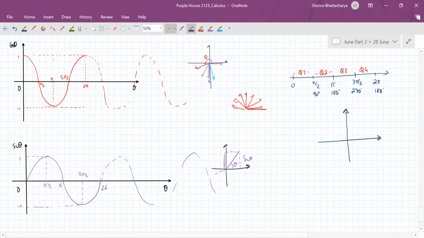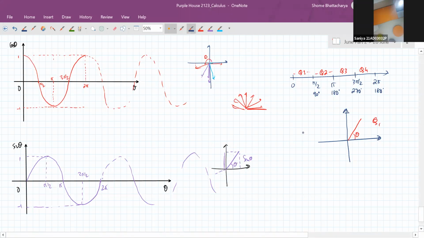Sir, beyond 2 pi, the graph keeps repeating, right? Yes, it will just repeat itself. Where do we use the values beyond 2 pi? I'll explain to you.